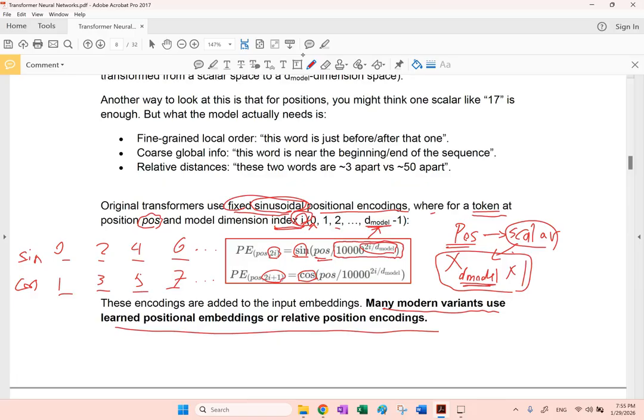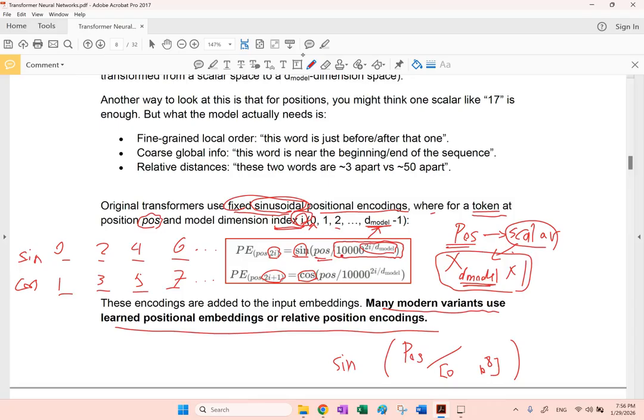This is the kind of function that was used in original encoder transformers like BERT and so on. BERT used this one. So here you see that I'm dealing with pos divided by a number that could be anywhere from 1 to 100 million, or 10 to the 8. Why 10 to the 8? We'll see. But what is it that you have here inside the sine or cosine?